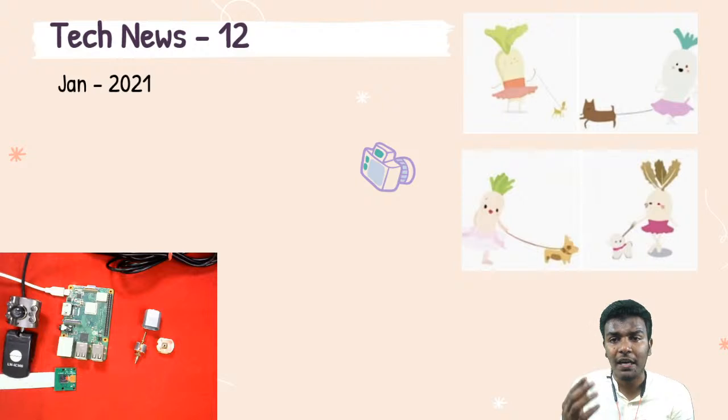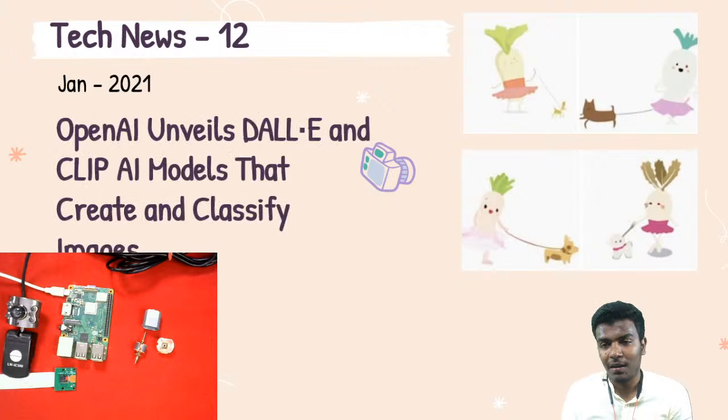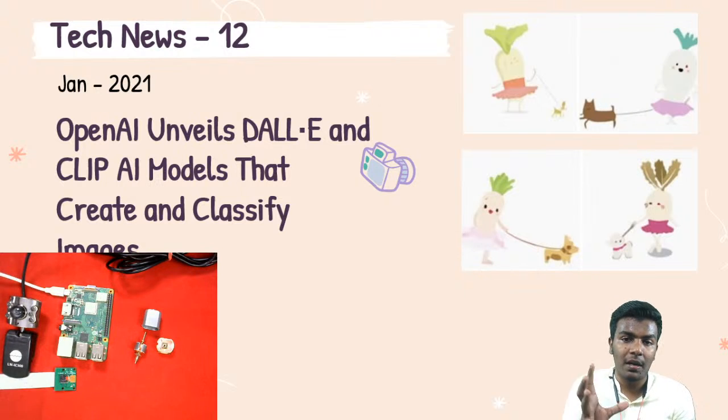So here you are seeing some kind of images, right? What is that image? Some radish or something is catching the cat or dog, right? So here OpenAI, I hope you know about the OpenAI company, right? If you don't know, please just search for it. OpenAI handles DALL-E, which is an artificial intelligence application, along with CLIP AI models that create and classify images.